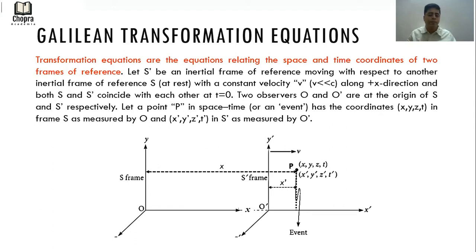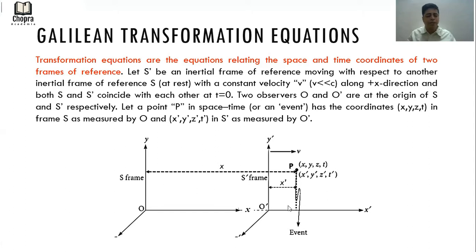This is some event which has the coordinates x, y, z, t with respect to S frame, and x dash, y dash, z dash, t dash in S dash frame as measured by observer O dash. Okay, so the prime quantities are the measurements with respect to observer O dash in frame S dash, and unprimed quantities x, y, z, t are the measurements with respect to observer O in frame S.